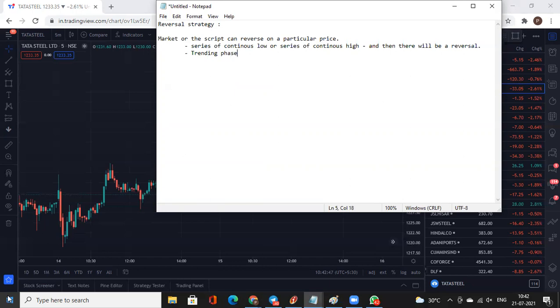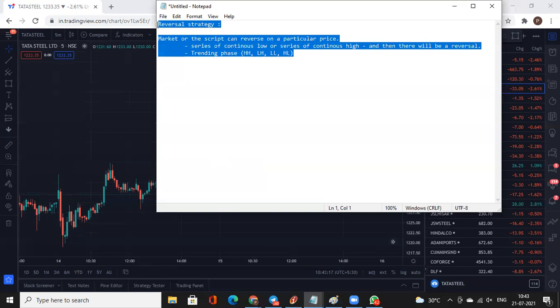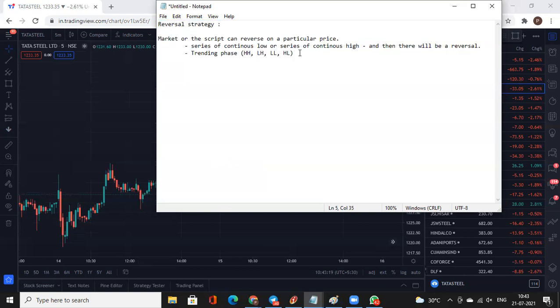Maybe a series of higher highs, or lower highs, or lower lows, or higher lows. All this stuff you need to see in a trending phase, and then you need to mark it the way I'm telling you, so that you mark it on your chart and see how it works out. This is how the strategy works, and there is no rocket science to it.